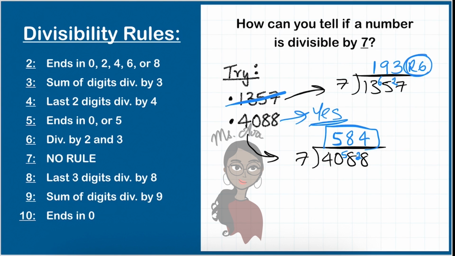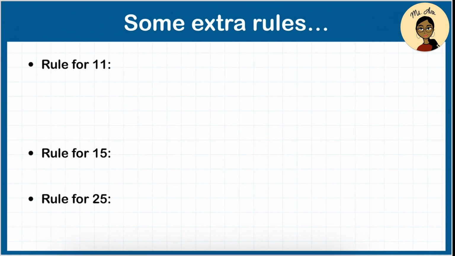So yeah, the only way to tell if something is divisible by 7 is to actually go ahead and divide. We can't really tell just from looking at the numbers. So I have a couple of extra rules that we can look at here. The first one is the rule for 11. So for 11, there is kind of a rule, right?